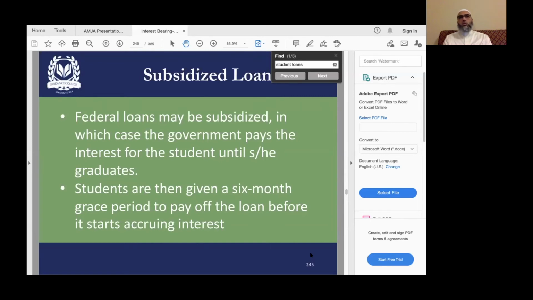Long story short, our position is the following. Number 1, we need to encourage our students to go after different sponsorship and scholarship opportunities. Especially here in Texas, we have a lot of scholarship, financial aid, and grant opportunities. I did my own research a few years ago and submitted that research to AMJA.